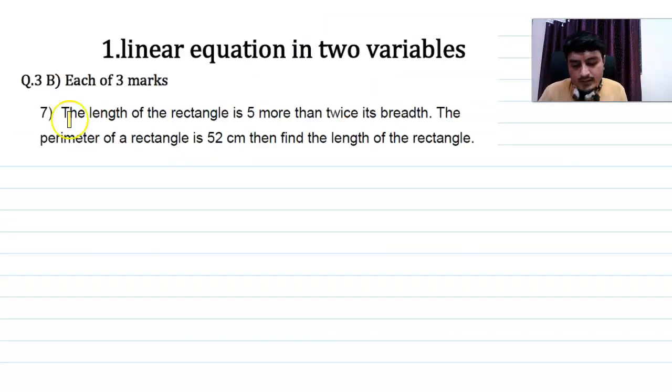Look at question number 7. The length of the rectangle is 5 more than twice its breadth. The perimeter of the rectangle is 52 cm. Then find the length of the rectangle.